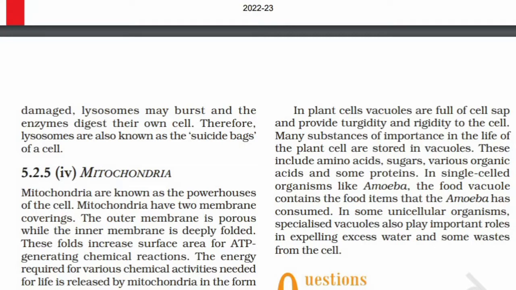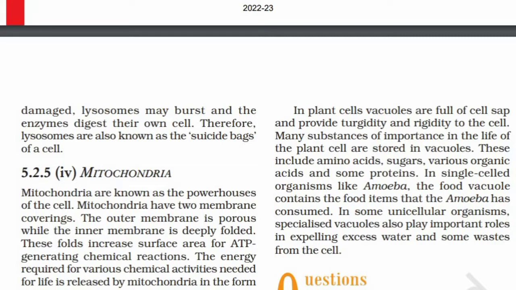In single-celled organisms like amoeba, the food vacuole contains the food items that the amoeba has consumed. In some unicellular organisms, specialized vacuoles also play important roles in expelling excess water and some waste from the cell. So we saw that in plant cells, vacuoles occupy 50 to 90% of the volume. They are big. Vacuoles in animals are small.